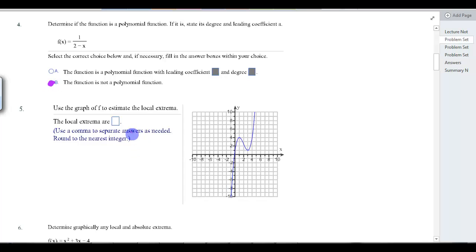All right, now we're going to talk about local extrema. So we are saying, where are the high and low points? So we have 1 here. What's the y value there? 4. We have a low point here. What's the y value? That's 1. So our local extrema would be 1, 4. That is looking for the y values.